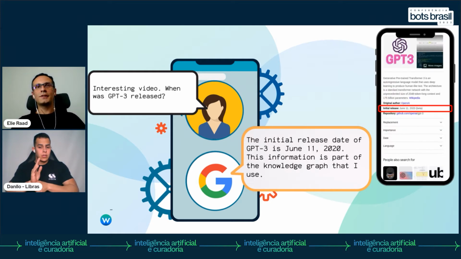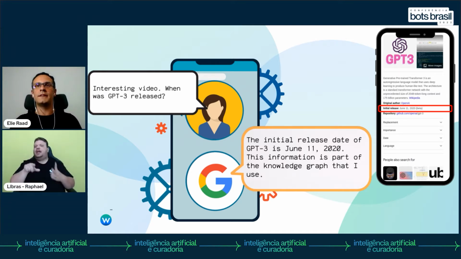The conversation can continue, and the user asks just a quick question, like when was GPT-3 released. This information comes from the Google Knowledge Graph, which is highlighted in red over here. It is small, but we can see it live on a Google search. Google will get this answer from its knowledge graph and say, okay, GPT-3 was released on June 11, 2020.